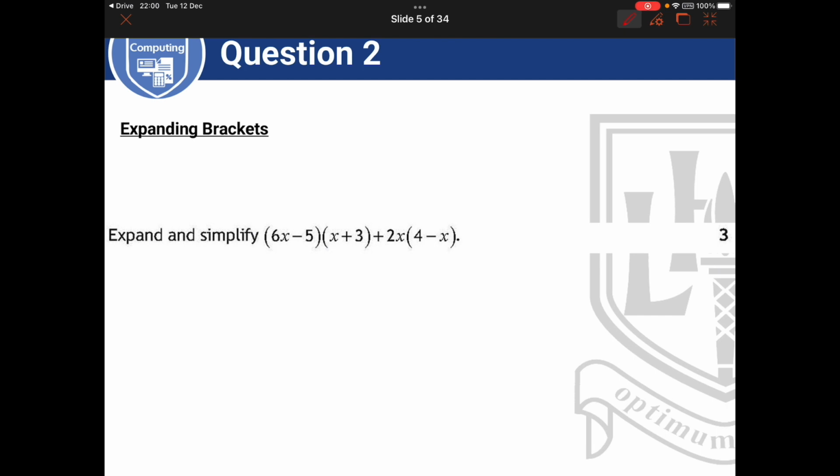Okay, and now we'll work through it. So I've got 2 things to do here. I multiply out this pair of brackets as well as this single bracket here. So we're just going to take them in turn. I'll start with the pair of brackets.